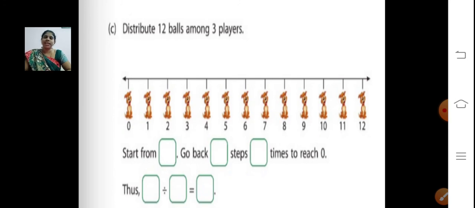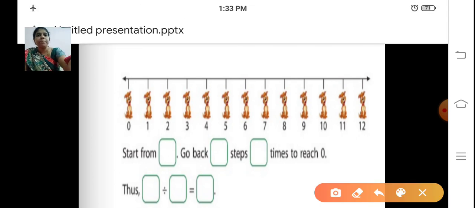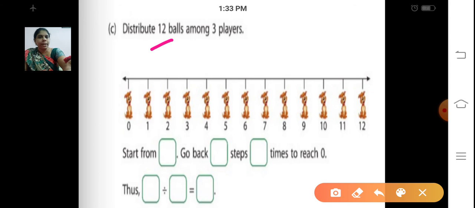How many balls are there? 12 balls. First you just see the total balls. So draw a number line from 0 to 12. The number line is already there. It's from 0 to 12 as there are 12 balls, isn't it? So we are going to distribute the 12 balls equally among 3 players.